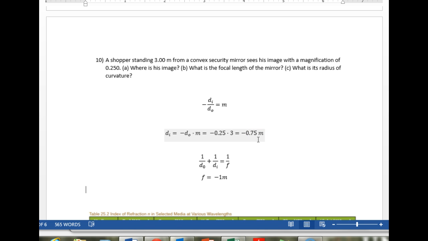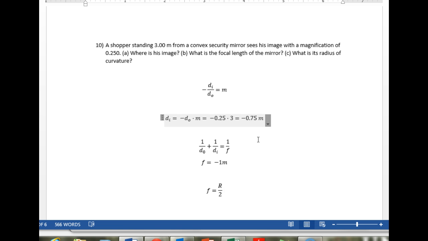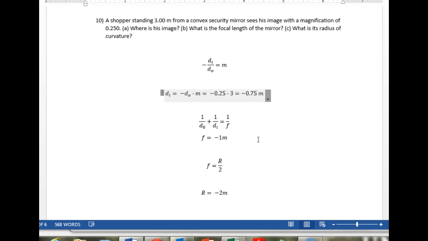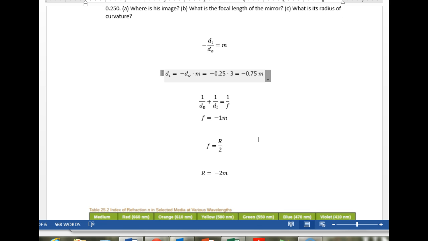What is the radius of curvature? To get the radius of curvature, all you need to know is that the focal length is the radius over 2. And since the focal length is minus 1 meter, in this instance the radius of curvature is minus 2 meters. What does the negative mean in terms of this? The negative means that it is a convex mirror and creates virtual images. And that's it for problem 10 and all of homework 7.